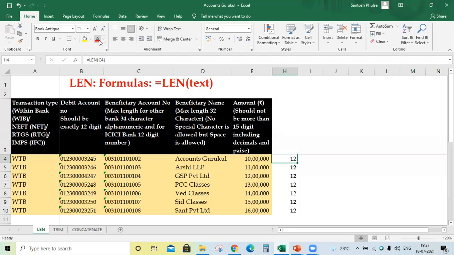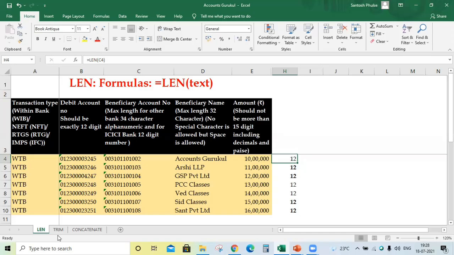Other than that, wherever you have specific numbers in the data, for example a PAN number. PAN is going to be 10 digits. If it's more than that, then an error is going to show when we are filing the eTDS returns. So there you have the option to use this formula. Wherever you have characters as a restriction, you can use the length formula.